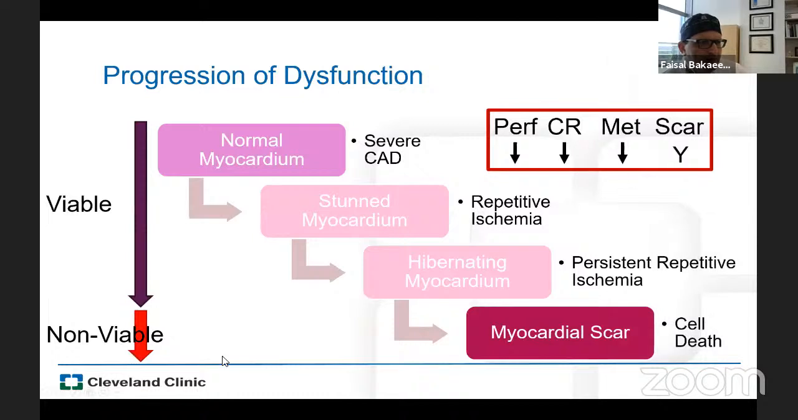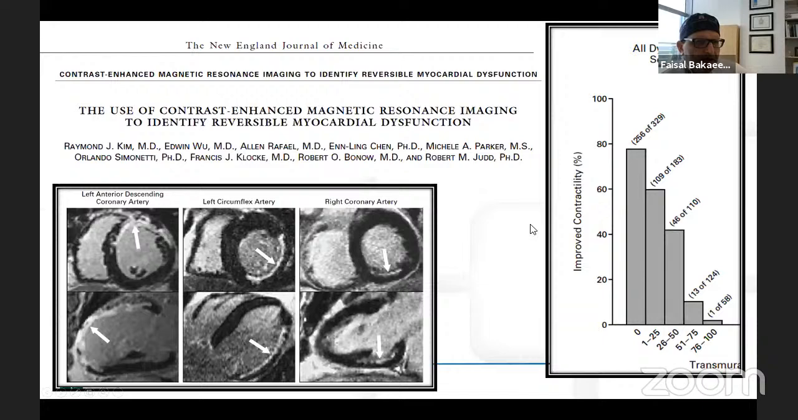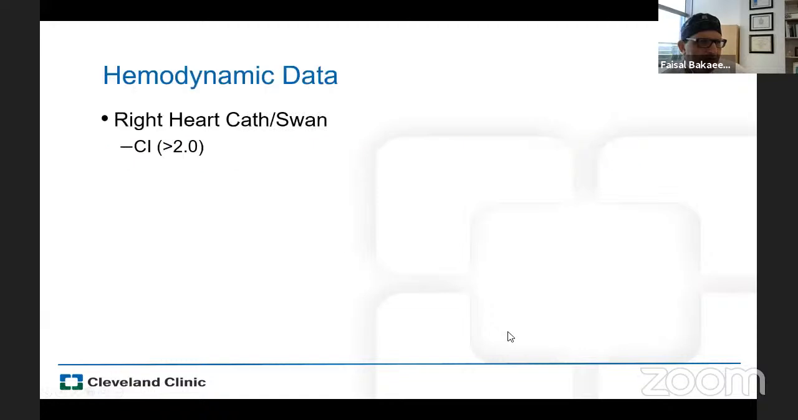But what we need to emphasize here is to differentiate between what's scar and what's stunned myocardium or hibernating myocardium. So if you do an MRI and most of the heart is scar and they have heart failure and they have poor targets, then it's foolish to do CABG. It's futile. And this is what I was referring to in terms of enhancement and how many segments are involved and the thickness. And we also look at the hemodynamics.